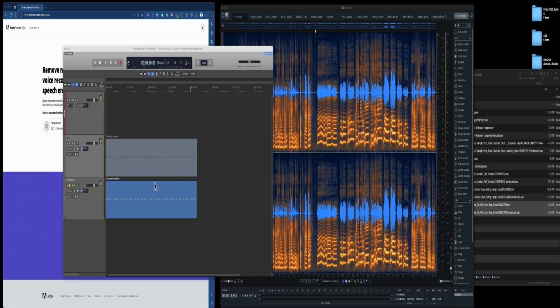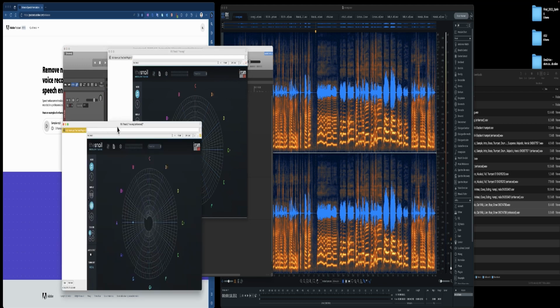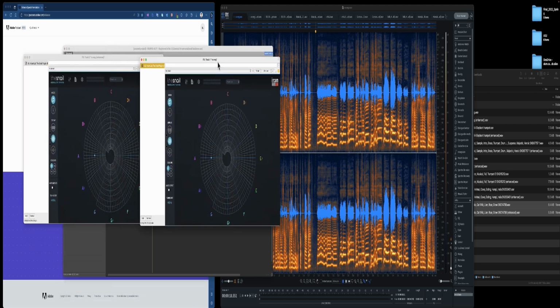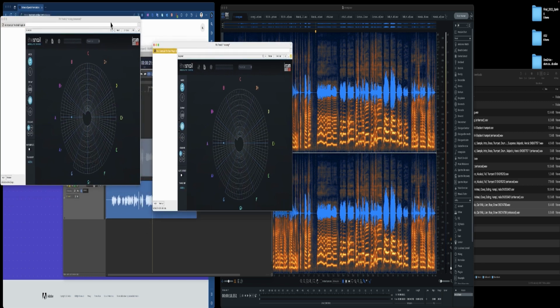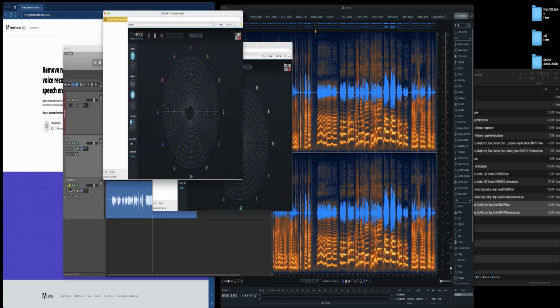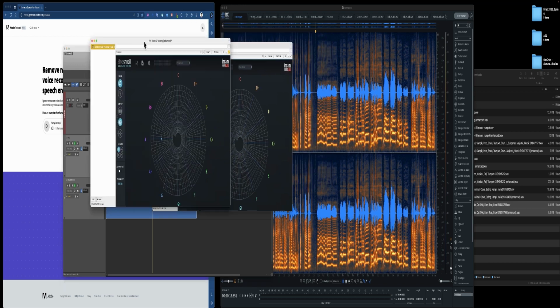All right, so it's kind of interesting. I put the plugin in here, so you can see it's actually pretty accurate. So let's play it at the same time and get this a little smaller. Okay, reduce a little bit.